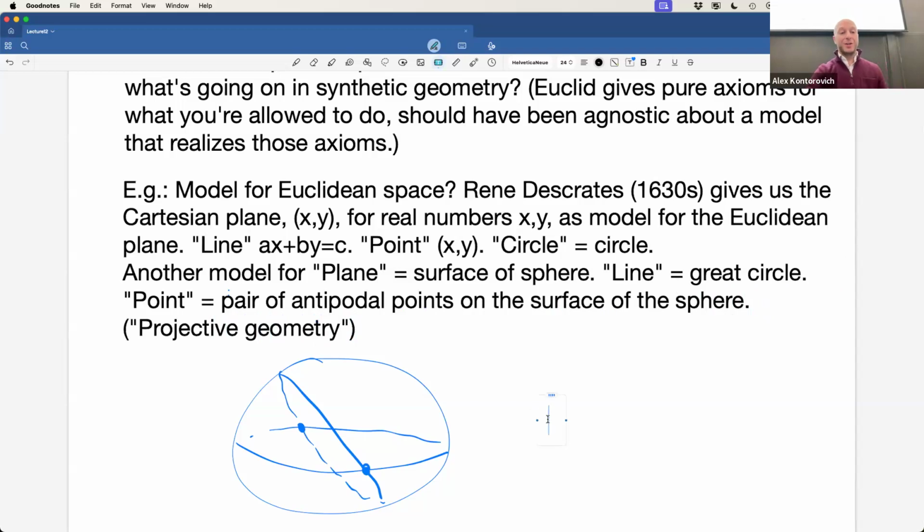All right, and then I have to explain to you what that third model is and how Beltrami manages to conclude, using the idea of models and having undefined terms, that you need the parallel postulate in order to do Euclidean geometry.